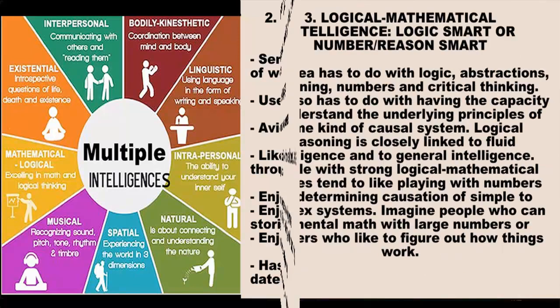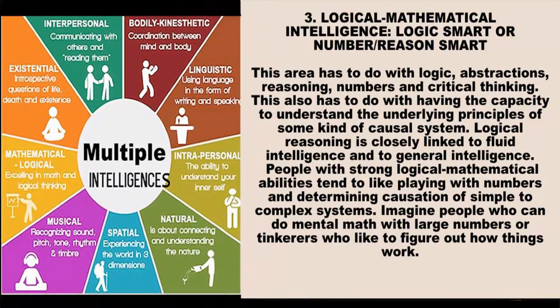3. Logical mathematical intelligence. Logic smart or number/reason smart. This area has to do with logic, abstractions, reasoning, numbers and critical thinking. This also has to do with having the capacity to understand the underlying principles of some kind of causal system. Logical reasoning is closely linked to fluid intelligence and to general intelligence.